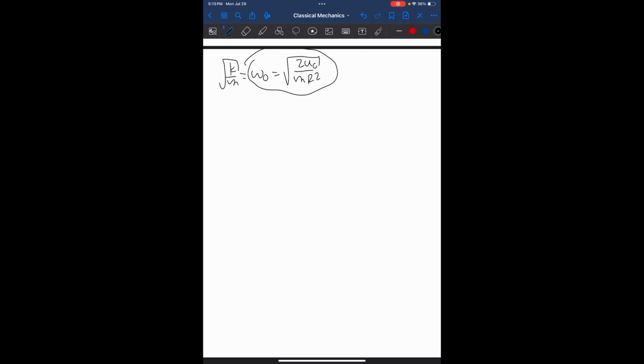All right, so let's go ahead and start talking about the most general oscillator. So let's assume we have a mass that's connected to a spring. The mass is m, the spring stiffness is k, and let's say this spring is at rest at x naught. So this is its equilibrium position.